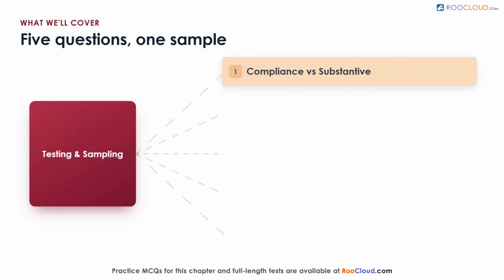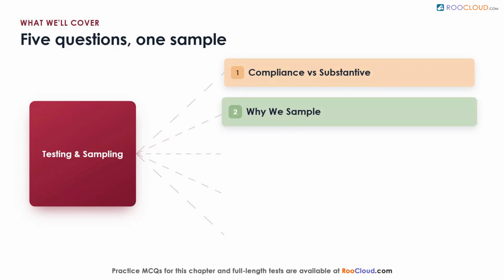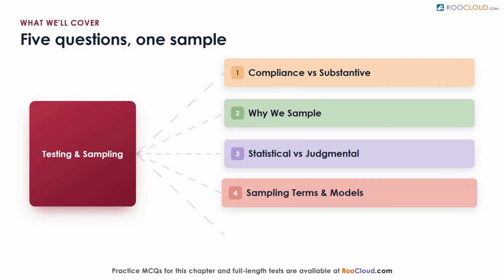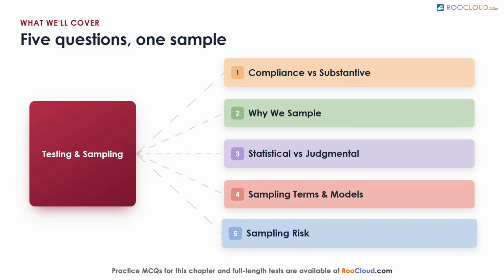We'll answer several questions. What's the difference between compliance and substantive testing? Why do we sample at all? What's the difference between statistical and judgmental sampling? And what kinds of sampling models exist?